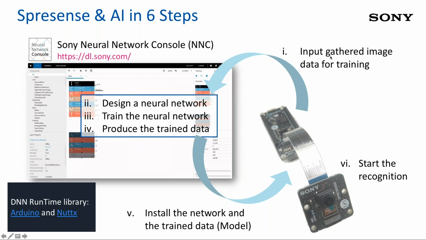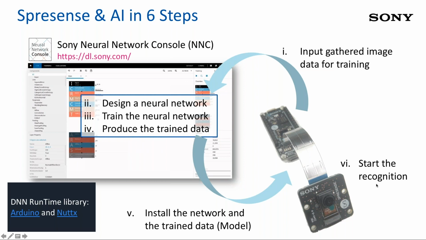I collect my data, and now I need to build the model. To build a model, I go to NNC. And for NNC, you need to go through these steps. You need to design your neural network. You need to train it, evaluate it. And then at the end, you will produce the model. After you are done with NNC, you have a smart model that you need to port onto Spresense. So this step is when Spresense gets a model, and then the last step is when you do the recognition.